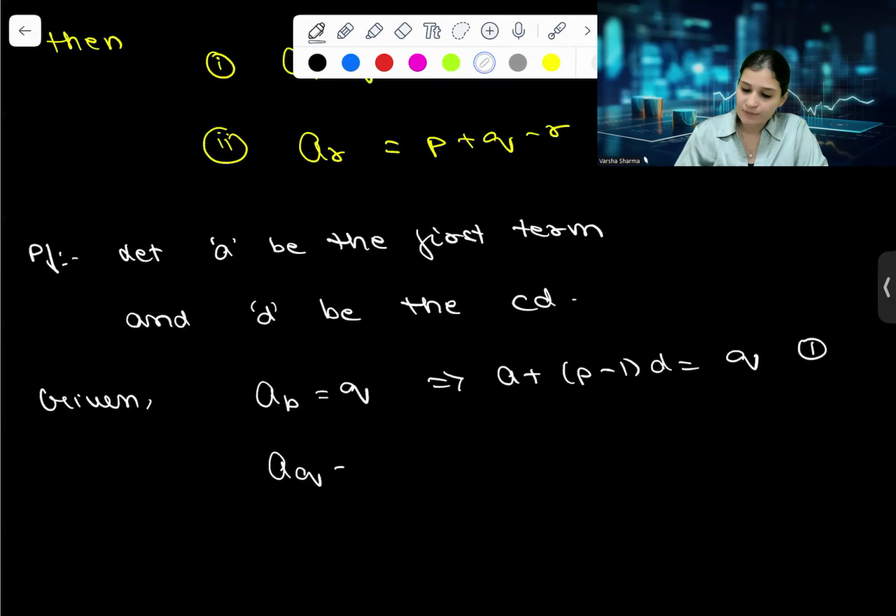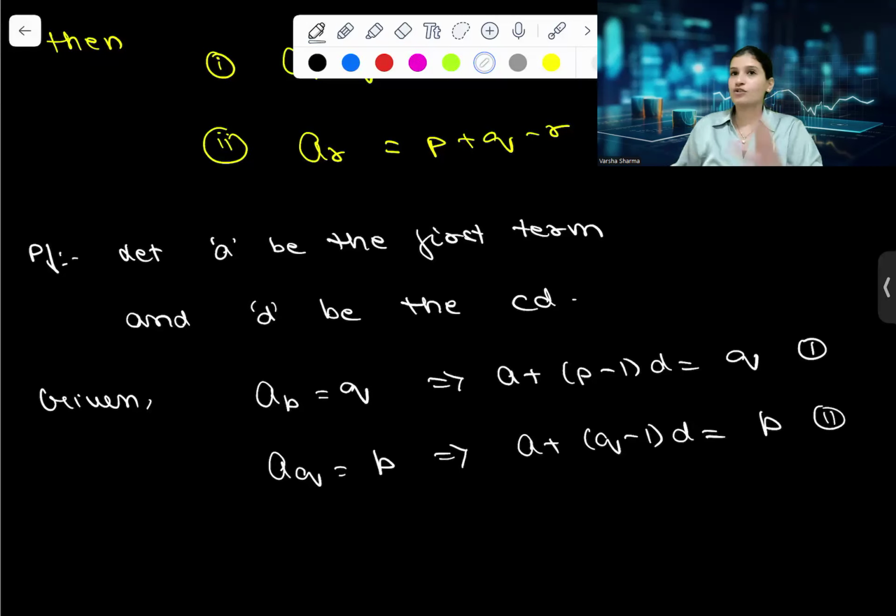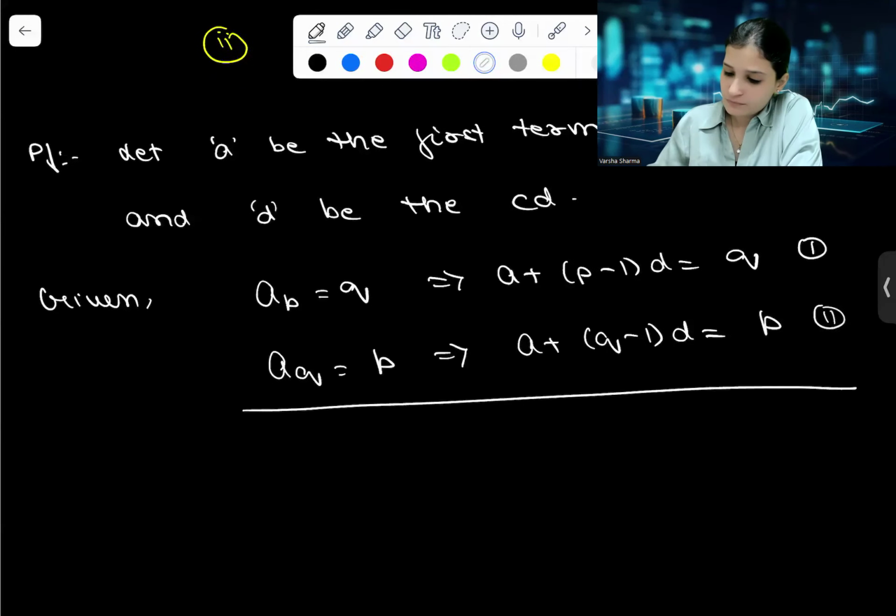It says the qth term is p. So a + (q - 1)d will be p. So we have two equations to find a and d. Subtract them, a gets cancelled, and we'll get the value of d. Find d.